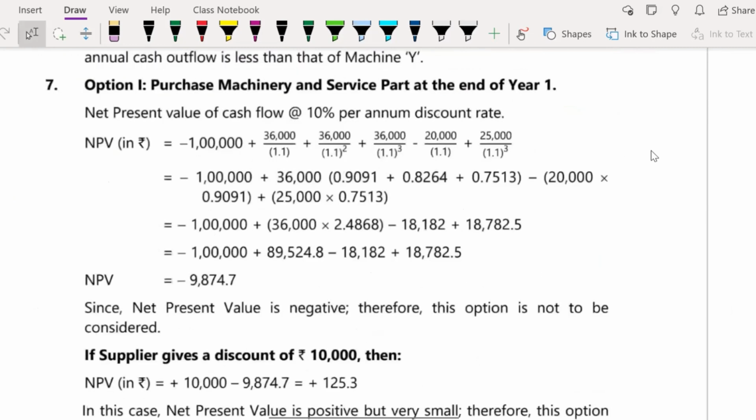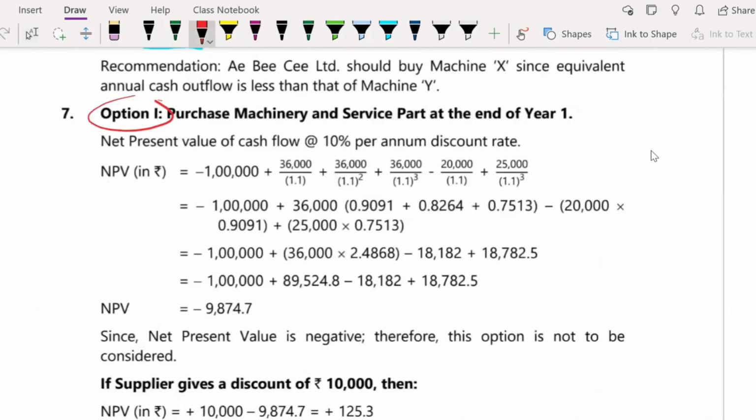Now let's consider the first option. What was the first option? That you will purchase the machinery. You have to do that in both options. You have to purchase the machinery. But here you will service it at year end 1. So now let's calculate the net present value of cash flows.